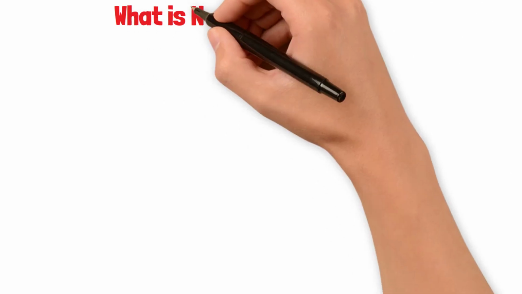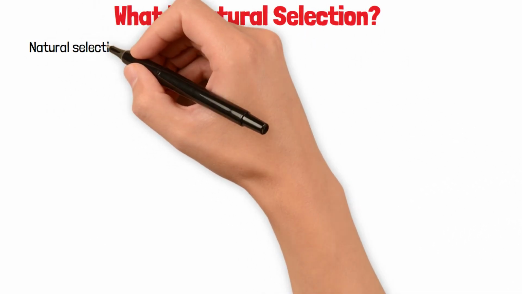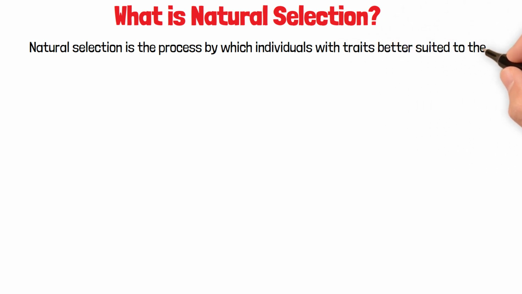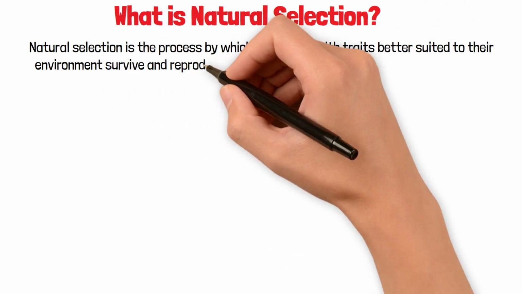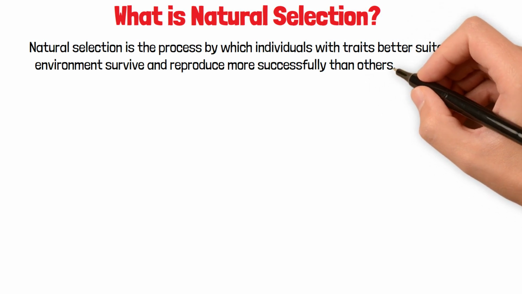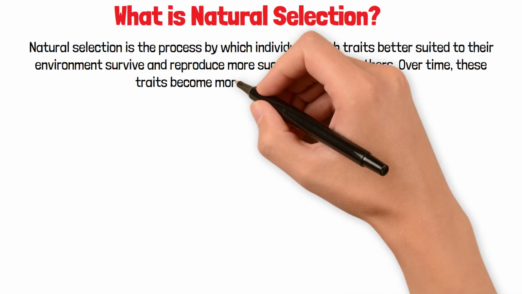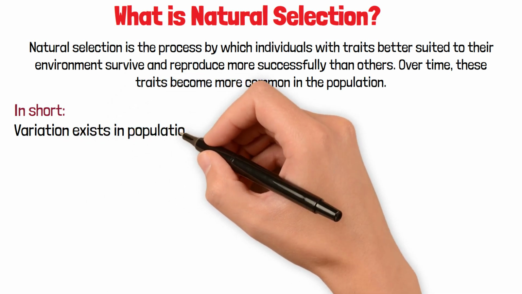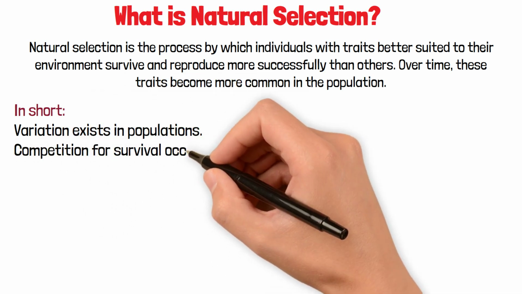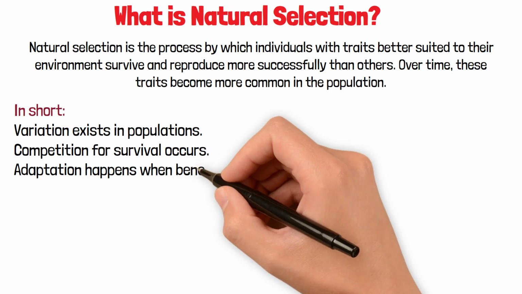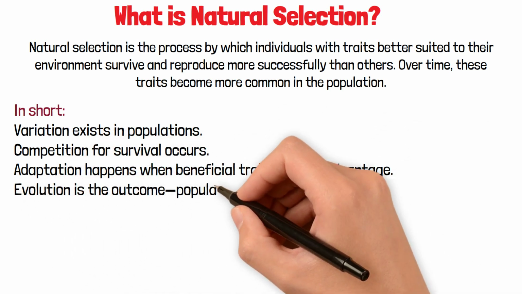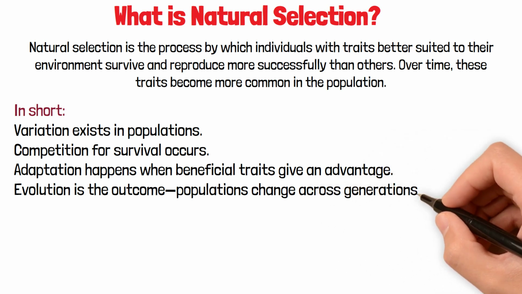What is natural selection? Natural selection is the process by which individuals with traits better suited to their environment survive and reproduce more successfully than others. Over time, these traits become more common in the population. In short, variation exists in populations. Competition for survival occurs. Adaptation happens when beneficial traits give an advantage. Evolution is the outcome. Populations change across generations.